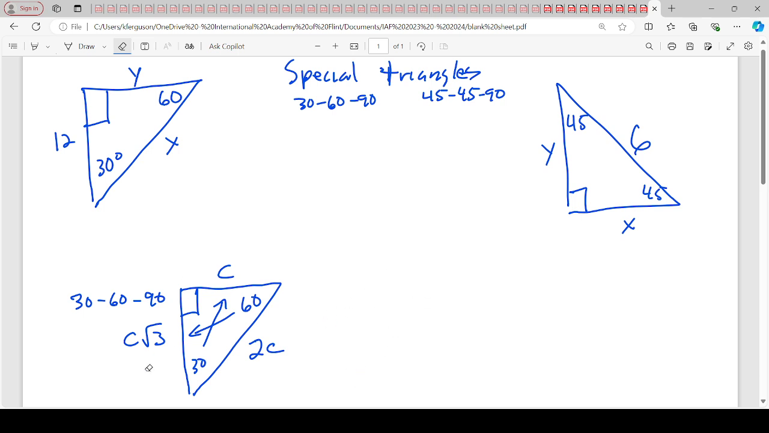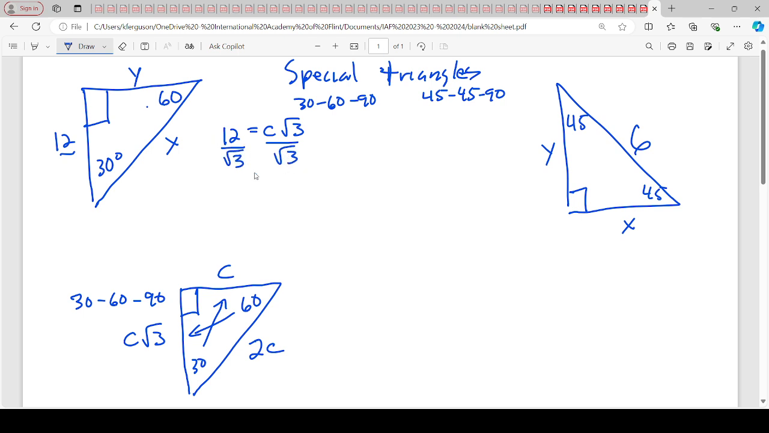So now let's put this in terms of that. When I look at the pattern, the side length that's across from 60 is C times the square root of 3. Well, I have that. I've got 12. So I'm going to set up an equation. 12 equals C times the square root of 3. I need to find C. So you isolate C. C is being multiplied by the square root of 3, so I'm going to divide by the square root of 3, and that will isolate C.